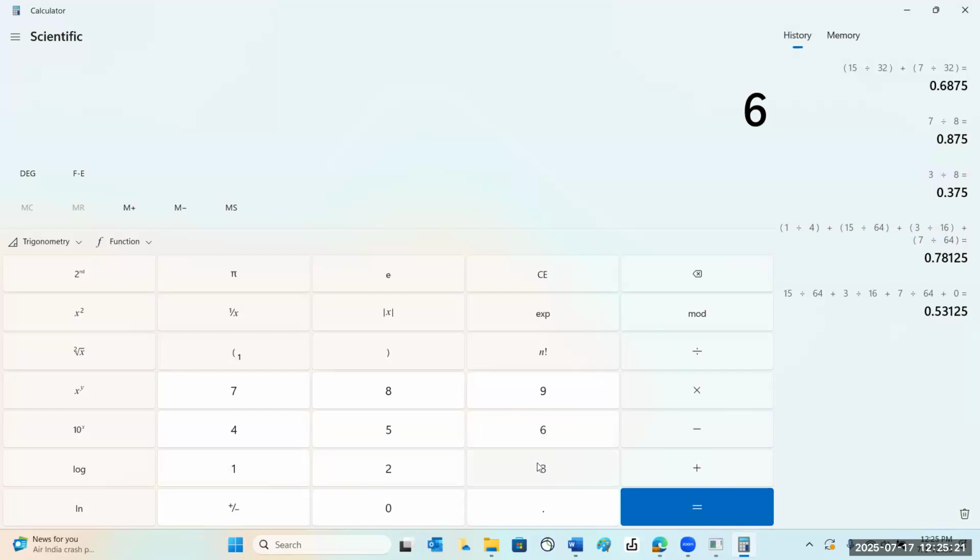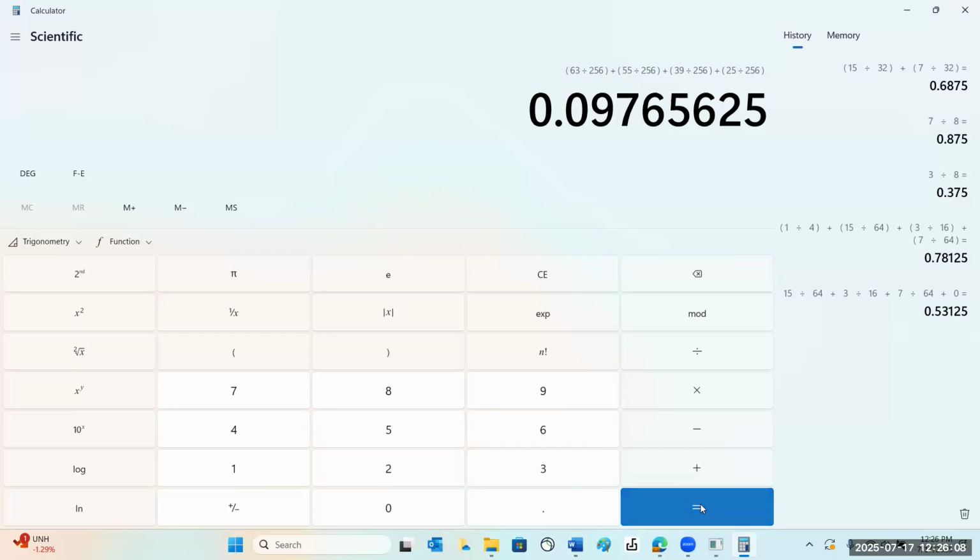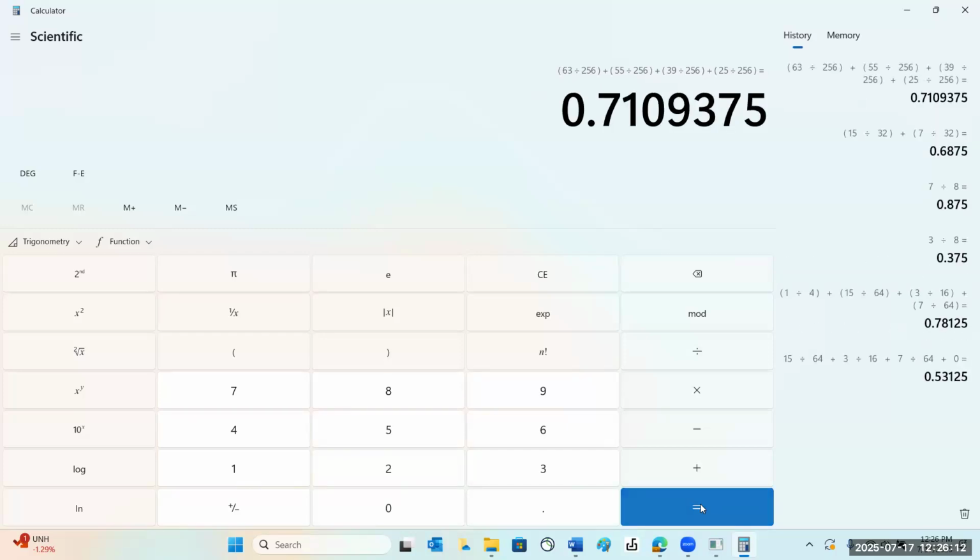So we have 63 divided by, geez, 64 times 4, 256, plus 55 divided by 256, plus 39 divided by 256, plus 15 divided by 256. Equals 0.7109375.